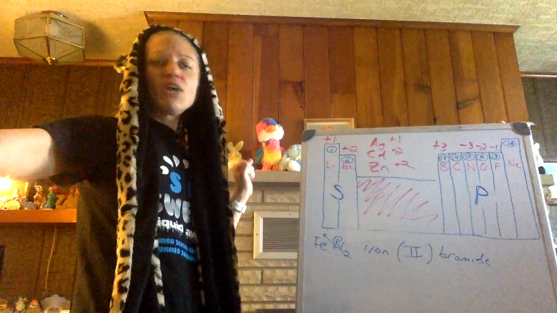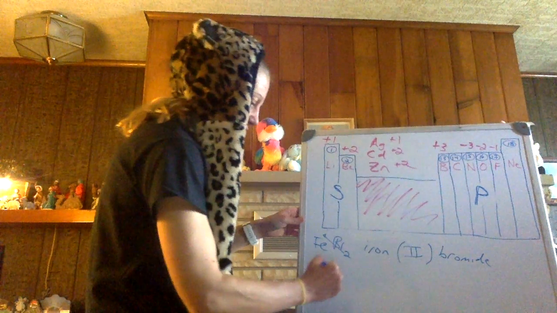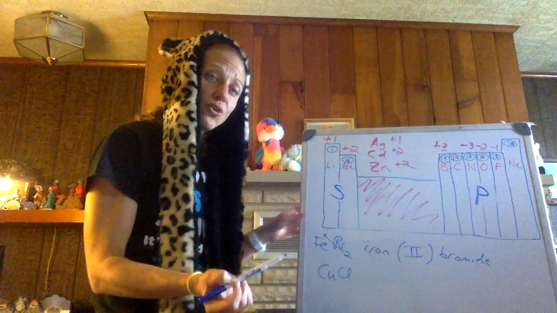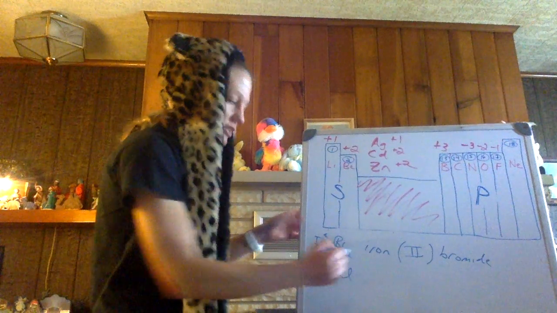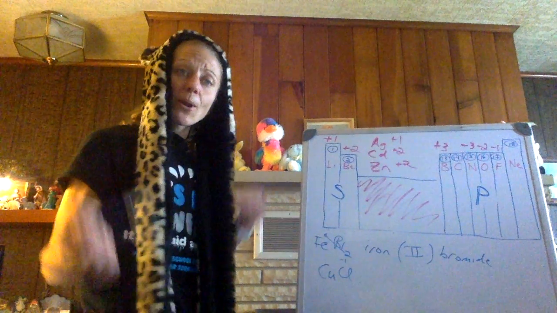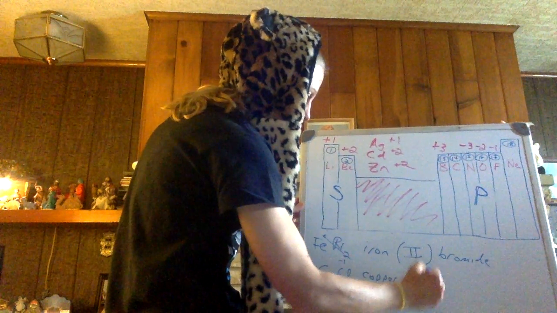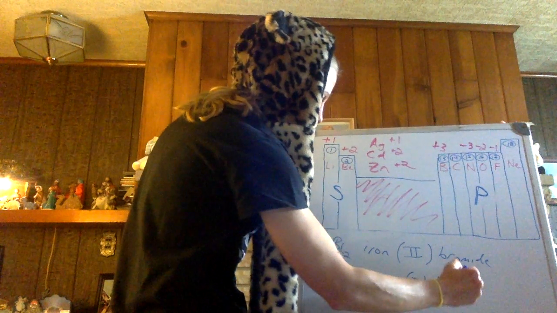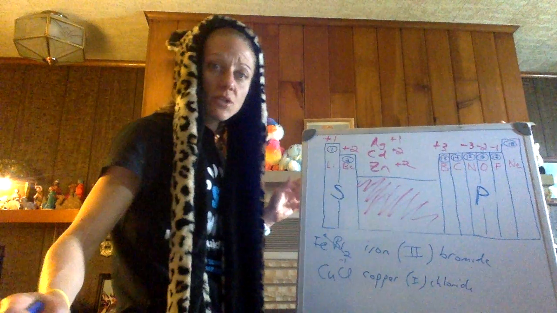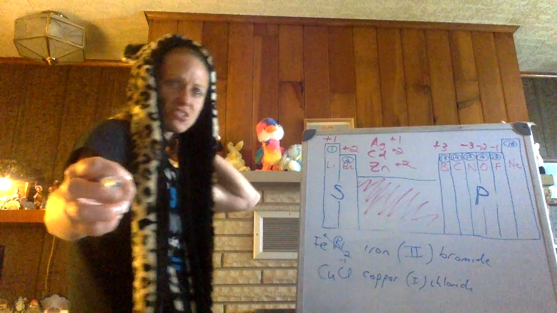CuCl. I'm not even doing any work for CuCl because I know chlorine's -1. It's in group 17, so copper must be +1. Copper 1 chloride. Good.